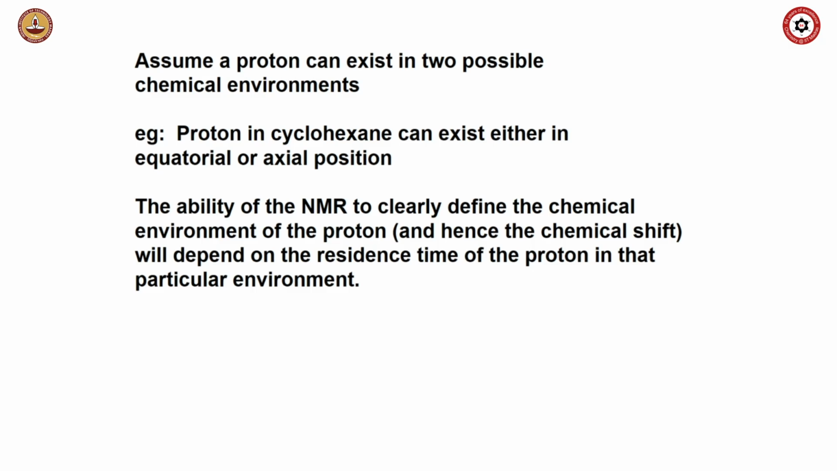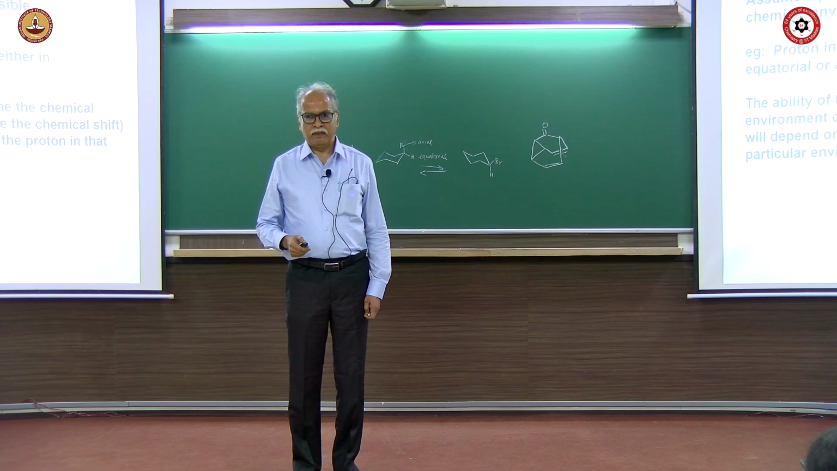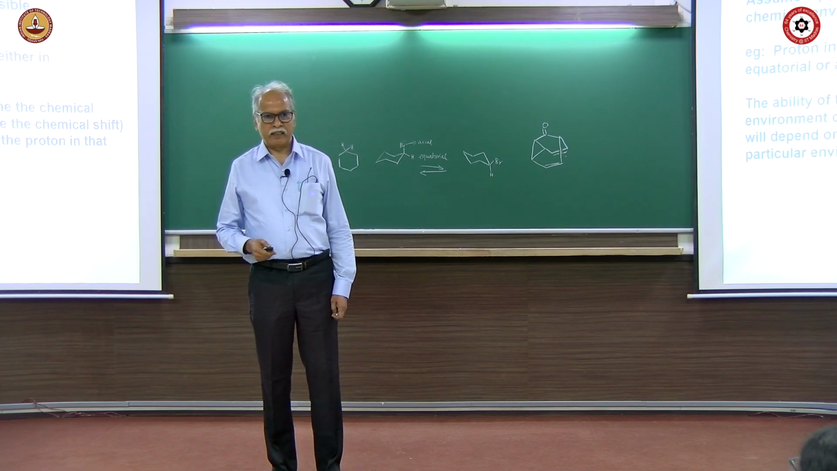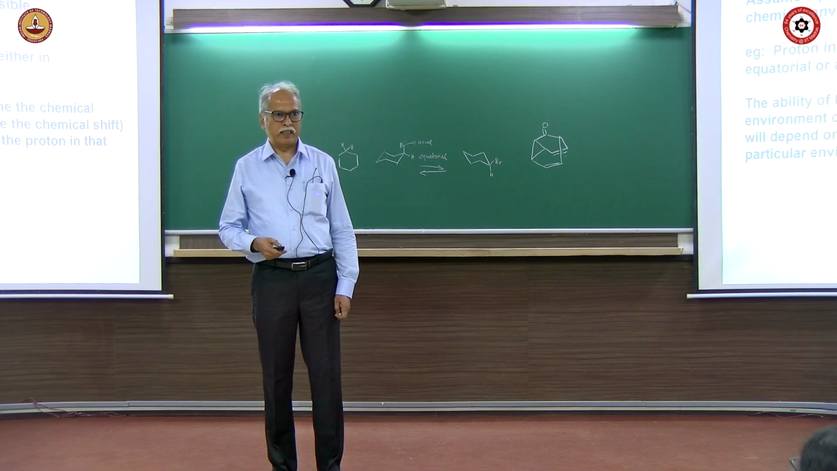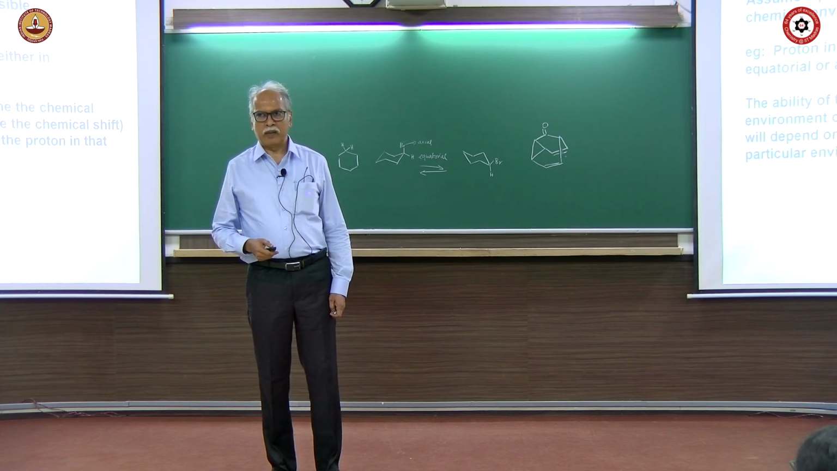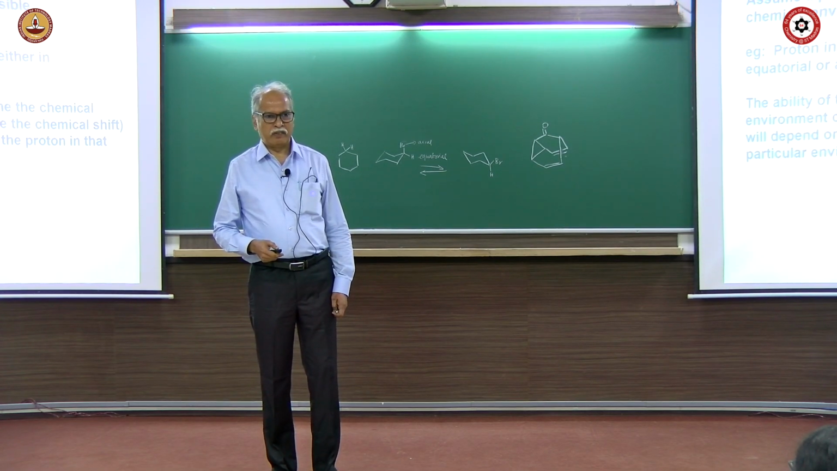Now let us assume the proton can exist in two possible chemical environments. Now NMR spectroscopy is all about nuclear spin and the effect of nuclear spin on the environmental magnet, the laboratory magnet, or the laboratory magnet's effect on the spin of the nucleus. Proton has a spin of half integer, so it is easy to study proton NMR spectroscopy because I is equal to half.